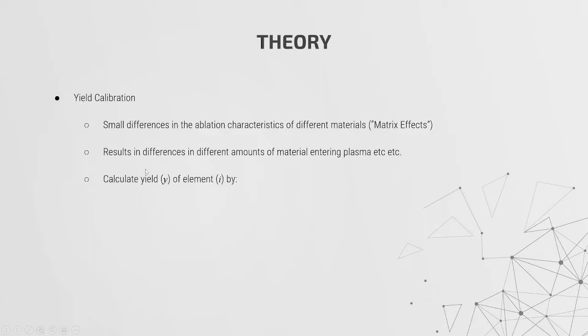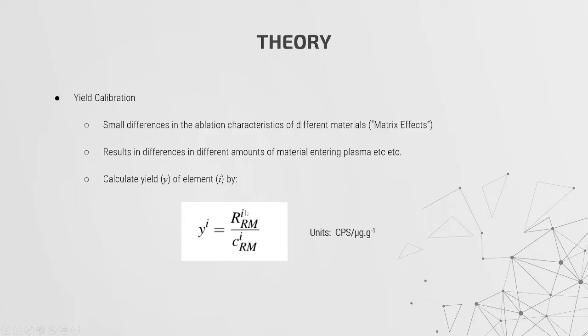So we need some way to account for these differences in the ablation characteristics between our sample and our reference materials. And we do that by calculating the yield. The yield here is represented by Y of element I. So our yield is really just the count rates that we get for a given concentration. And this has units of counts per second per microgram per gram, or you could say counts per second per ppm. If you have high yield for a given concentration, it means that you have a higher count rate.